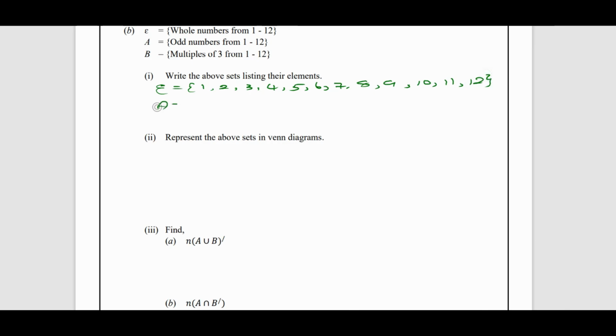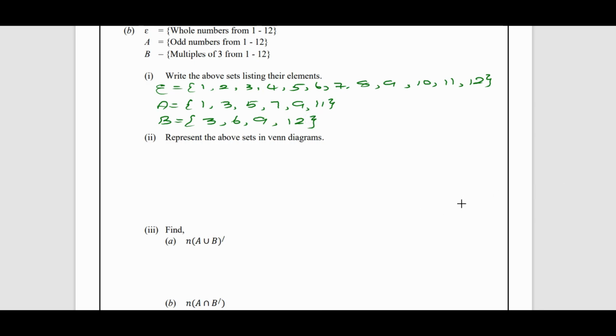Then set A should be equal to curly bracket odd numbers from 1 to 12. From 1 to 12 means we can get 1 also. 1, 3, 5, 7, 9, 11. And set B equals curly bracket multiples of 3 from 1 to 12. The first multiple of 3 is 3, 6, 9 and 12.